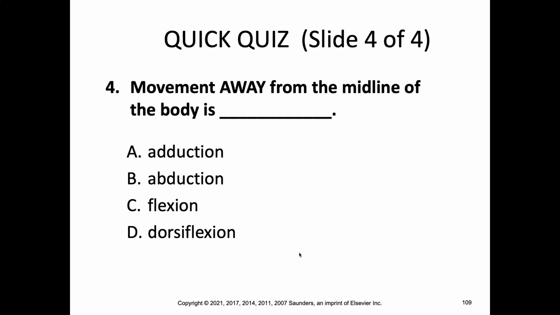Movement away from the midline of the body. I can tell you right now it's not flexion or dorsiflexion, so it's got to be one of the other two. Take a look at the prefixes. Which one means toward and which one means away, and you'll have your answer.